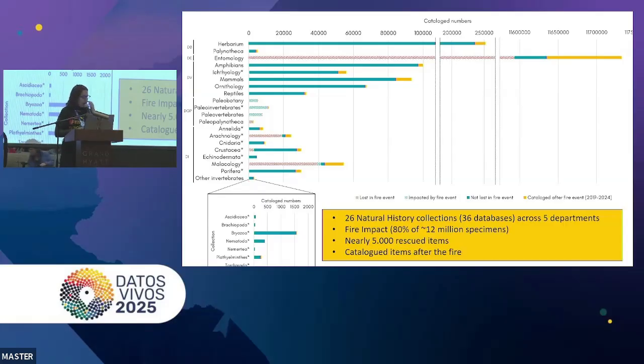But we got some rescue, some 5,000 items were rescued, and cataloged items after the fire is the yellow bit here. So we continued on after the fire, of course, moving on.